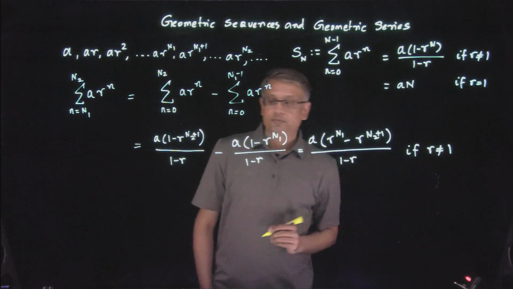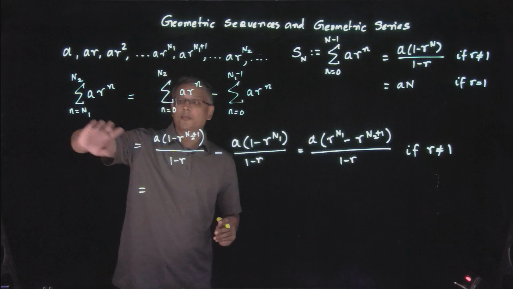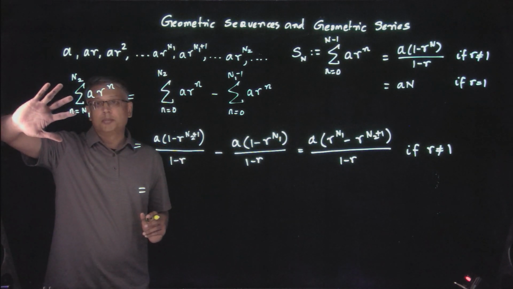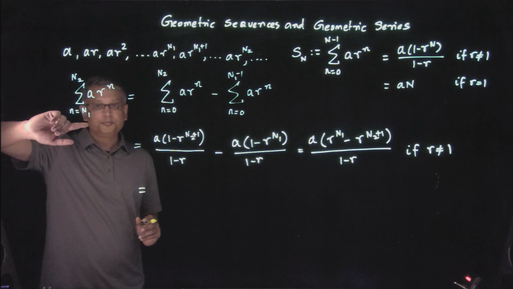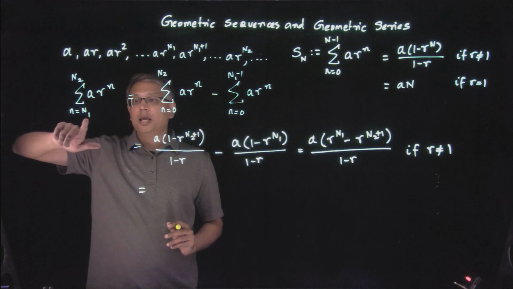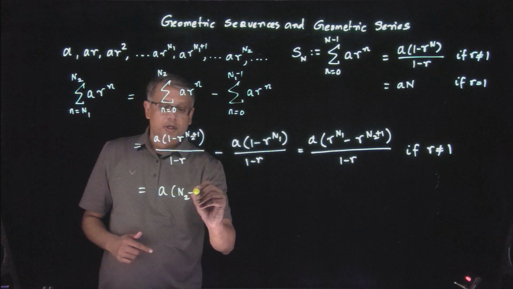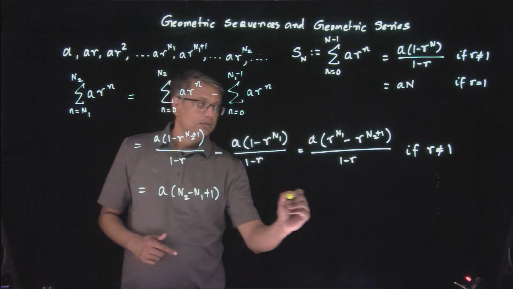And if r is equal to 1, we are simply summing. How many terms are we summing? Think about that for a minute. If r is 1, then you are simply multiplying a by n2 minus n1 plus 1.